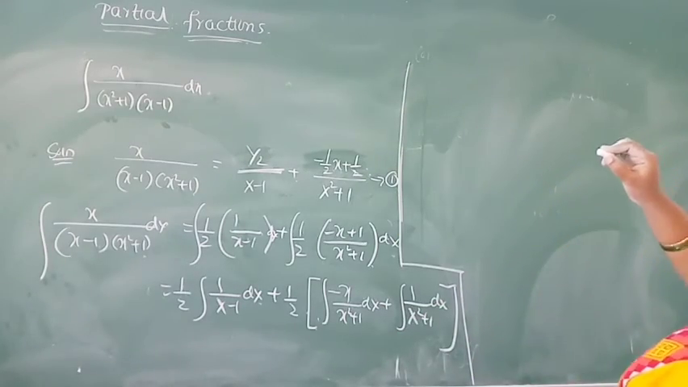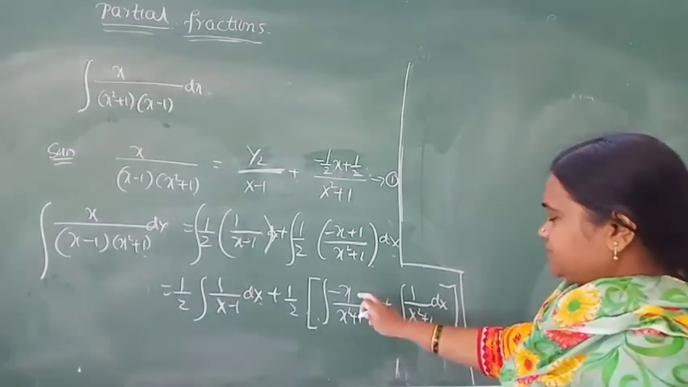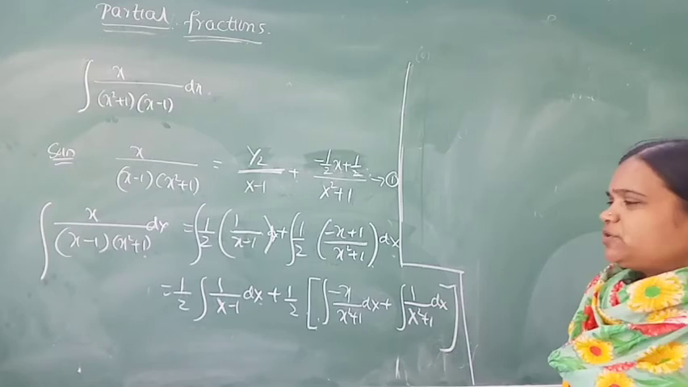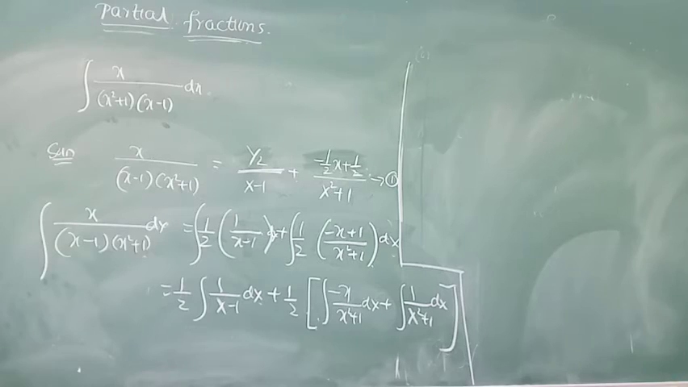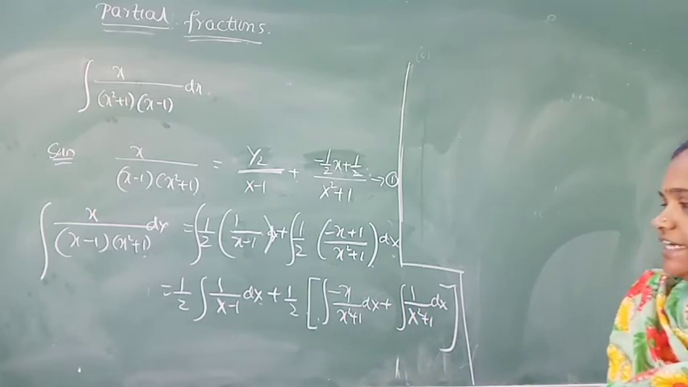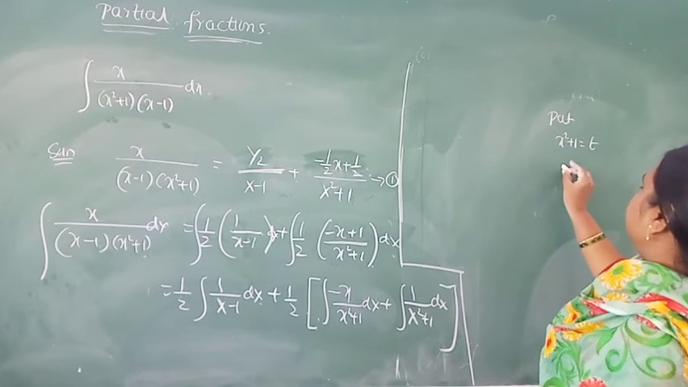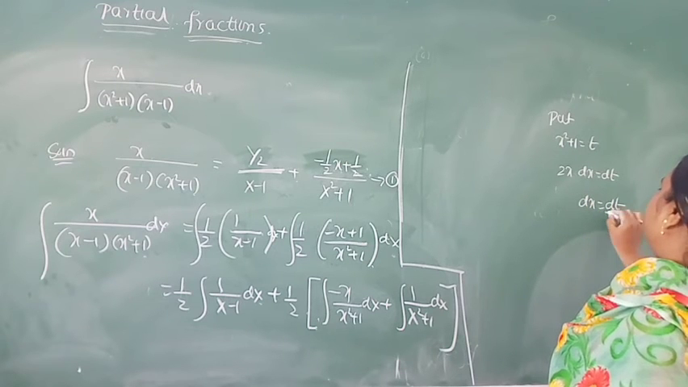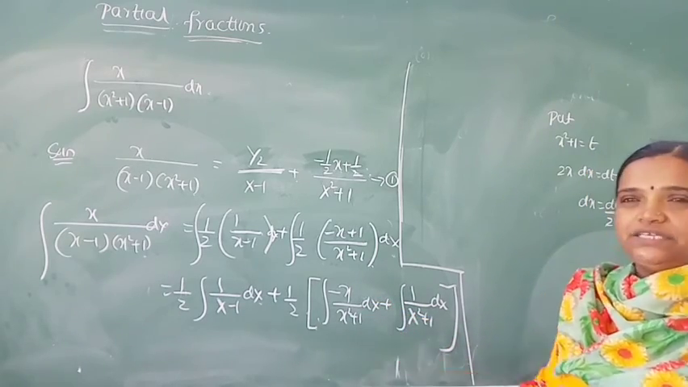Next, see here x by x square plus 1 is there. This 1 by x minus 1 we can write directly because the integration of 1 by x minus 1 is log x minus 1, and the integration of 1 by x square plus 1 is tan inverse x. Only this integration we have to calculate. For that I will apply substitution: put x square plus 1 is t. Then 2x dx is dt, or dx is dt by 2x, which means we will get 1 by t.